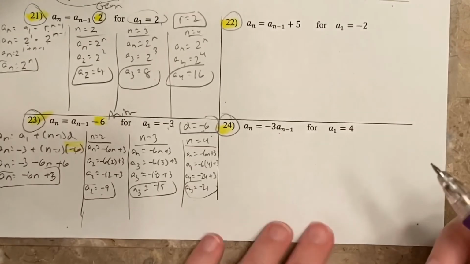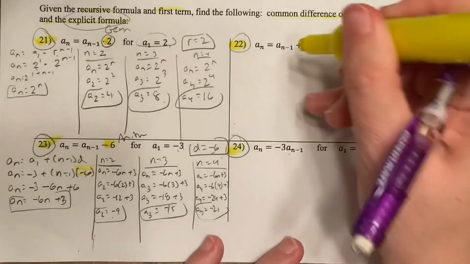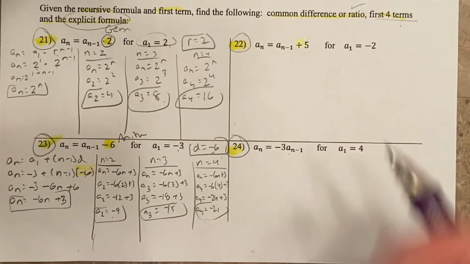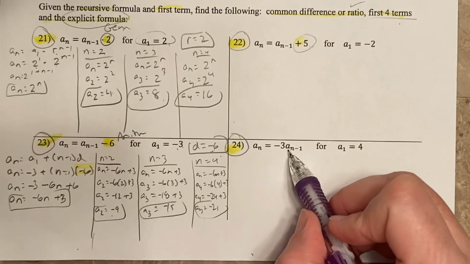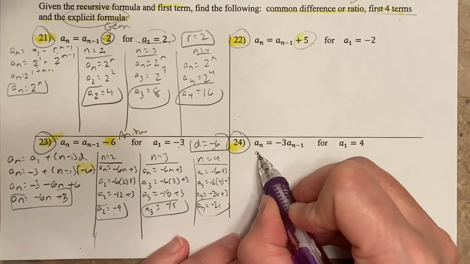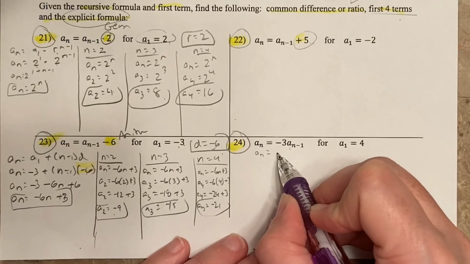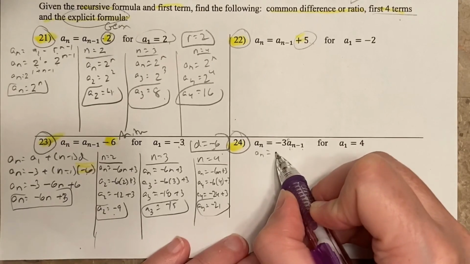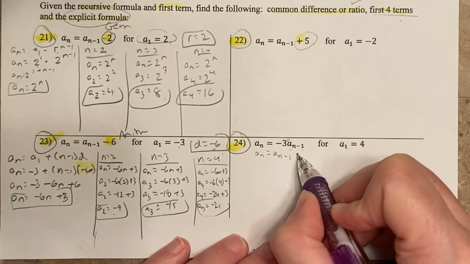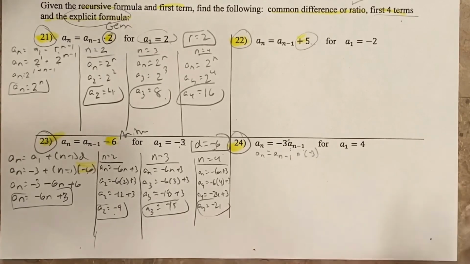Okay, so now you're going to finish these two up. Notice here that you have the plus, so that should tell you which one of the two it is. And here, don't let this mess you up. This is saying -3 times a sub n minus 1, which is saying a sub n minus 1 times -3. So that multiplication sign should tell you which type it is.